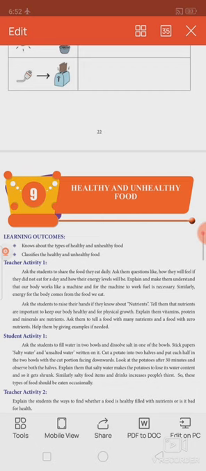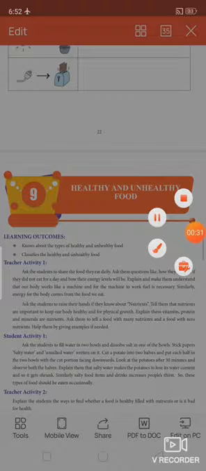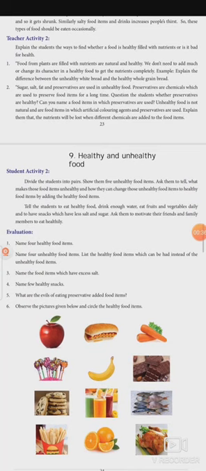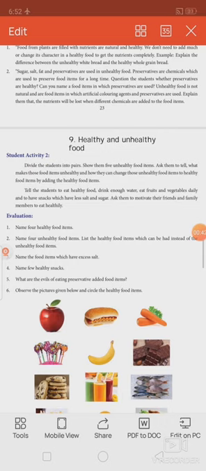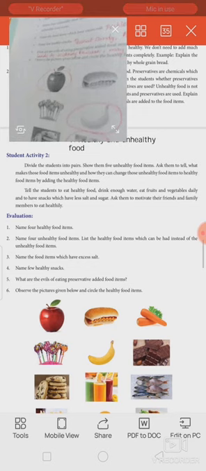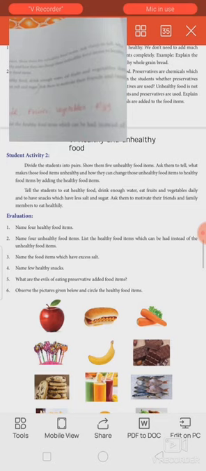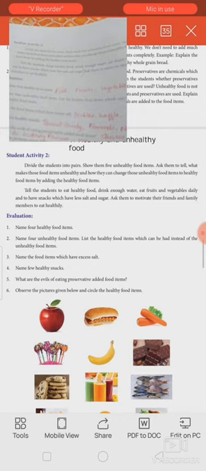The first question is name 4 healthy food items. You can write 4 healthy food items. I am giving you the answers. Fish, vegetables, eggs, fruits. These are the 4 healthy foods.